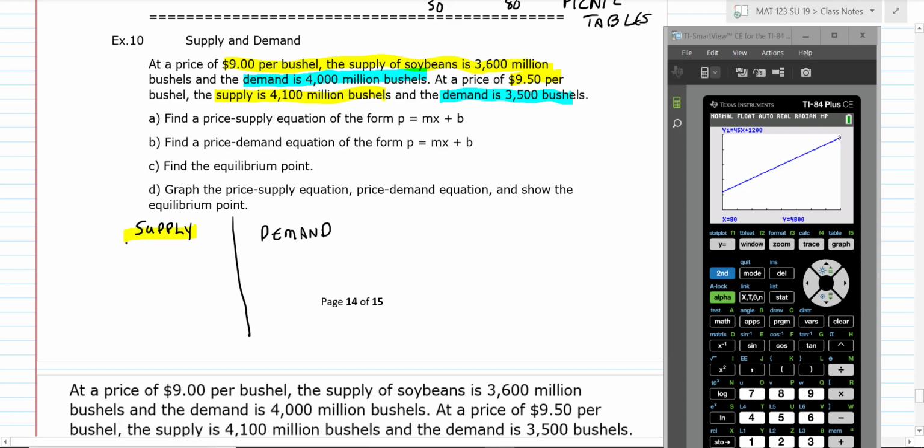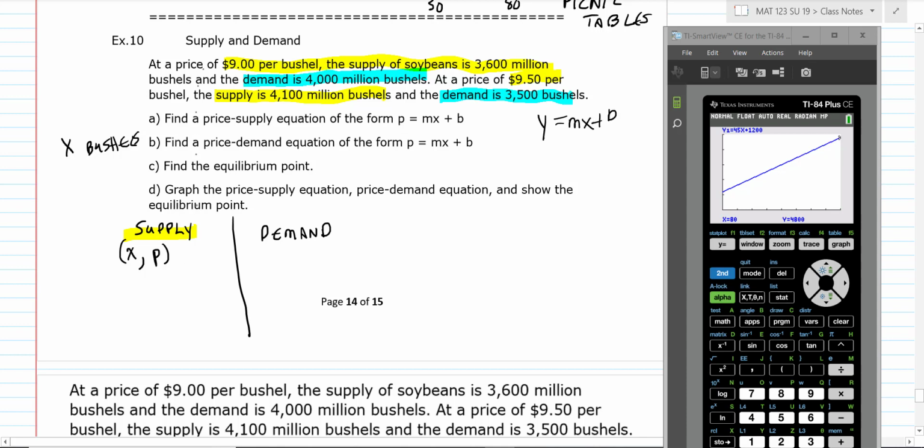Your points are going to have this structure. X is going to be the bushels. Whatever we have, that's the number of bushels we have. And then P is going to be the price. Now see, they want it that way. They're telling you that they want it to be in the form P equals MX plus B. So P is the Y value. That's why I know that, because we know Y equals MX plus B.